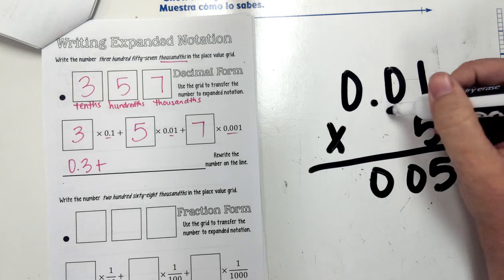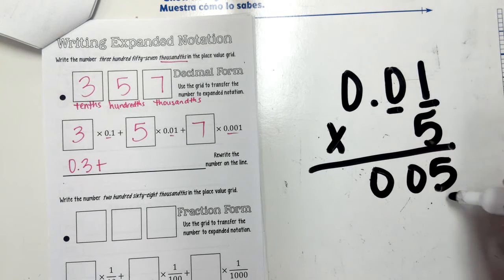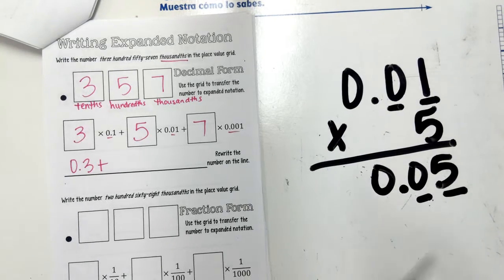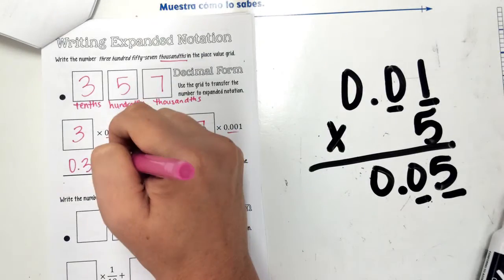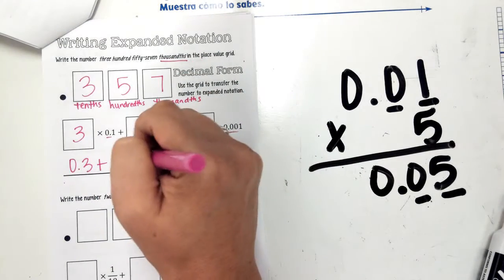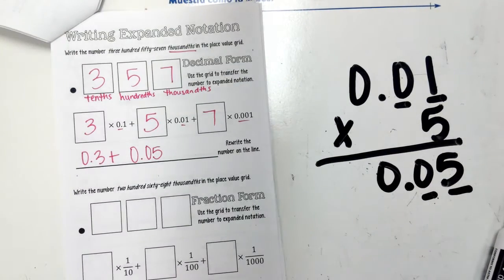I'm going to count my decimal places in my problem. I have 2, 1, 2. So I'm going to put my decimal place right there. So I'm going to have 0 whole numbers. I don't have any tenths for this number, and I have 5 hundredths.